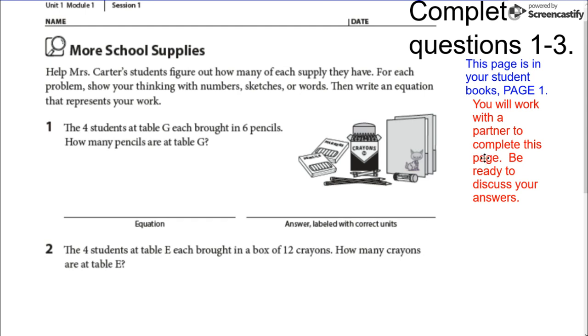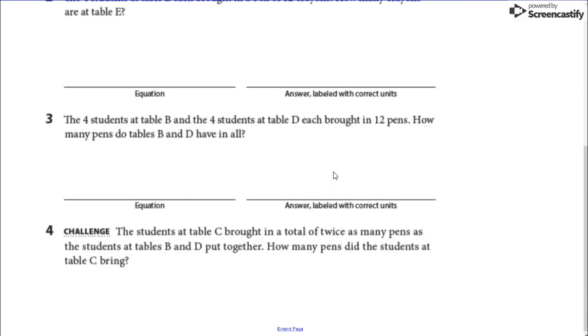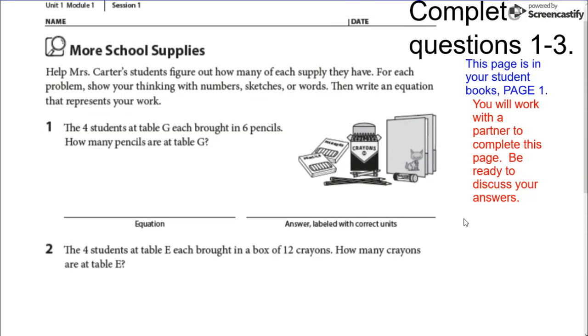So this page is in their student book, and it is on page 1 in their student book, and it's the same questions that they were just doing with you or with the partners, and we were talking it through. The challenge at the bottom on page 1 is always a little bit more difficult. It kind of gets the students to think more number sense wise, and it's always good to ask them to try it to see if they can extend their learning a little bit.